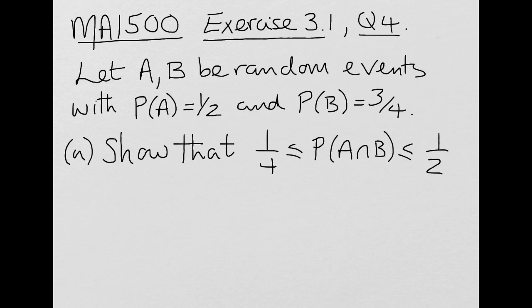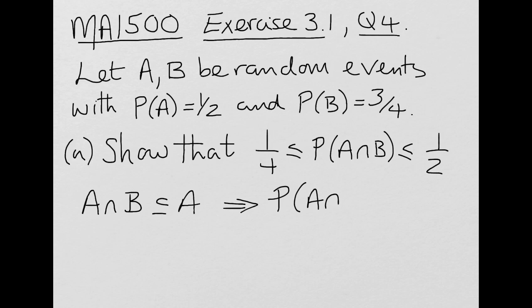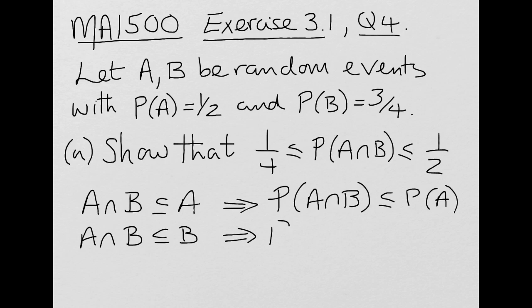Okay, let's first look at the upper bound. We need to show that the probability of A intersection B can't be bigger than a half. So what do we know? Well, we know that A intersect B is a subset of A, and so by the monotonicity of probability, the probability of A intersect B can't be greater than the probability of A. Likewise, A intersect B is a subset of B, so the probability of A intersect B can't be bigger than the probability of B.